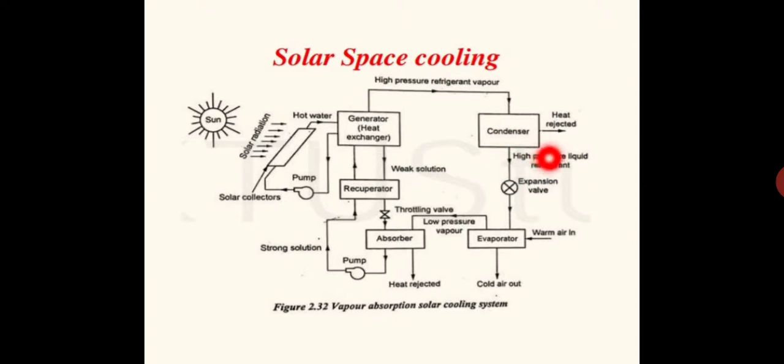So that high pressure liquid refrigerant will be then passing through the expansion valve, which is what is known as the throttling process. Once the high pressure liquid refrigerant passes through the expansion valve, throttling will take place.